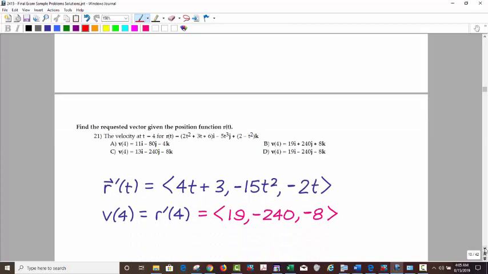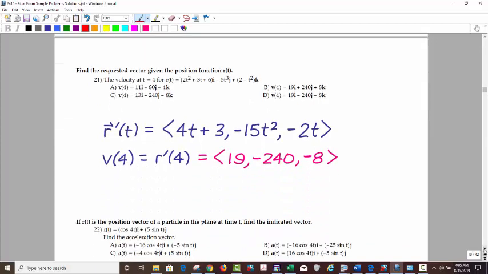Number 21, velocity vector. Okay, velocity is just the derivative of the position function. So at 4, it's going to be a velocity, it's going to be a vector. Velocity and acceleration of vector valued functions are vectors. Speed is a scalar. Speed is the magnitude of velocity.